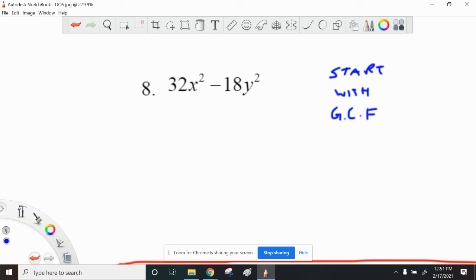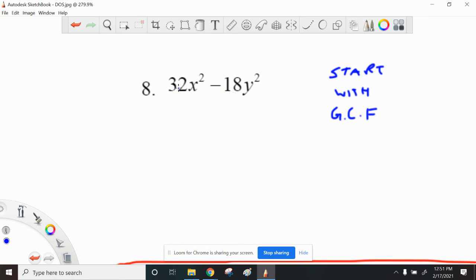GCF is normally something students are very good at, and the only reason they don't like it is because they always forget about it. And they're like, oh, difference of squares doesn't work. And they forget, start with the GCF. So what can we GCF away from both of these?